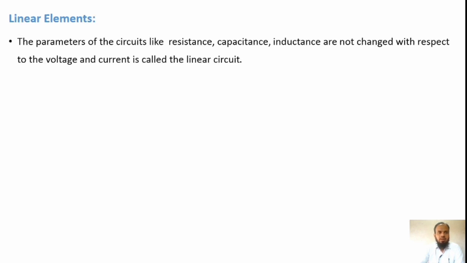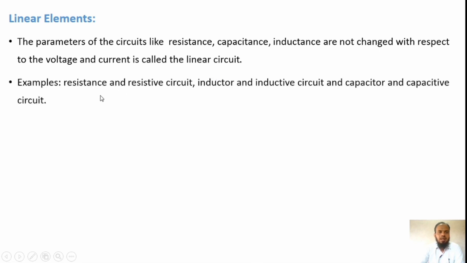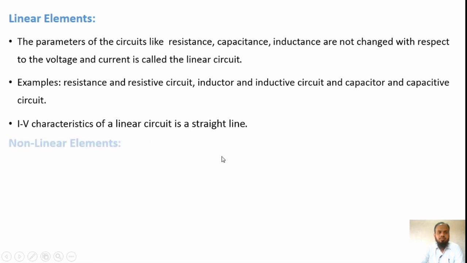Linear elements. The parameters of the circuits like resistance, capacitance, inductance do not change with respect to voltage and current, so these are called linear circuit elements. For example, resistance and resistive circuit, inductor and inductive circuit, capacitor and capacitive circuit. And the IV characteristic of a linear circuit is a straight line.